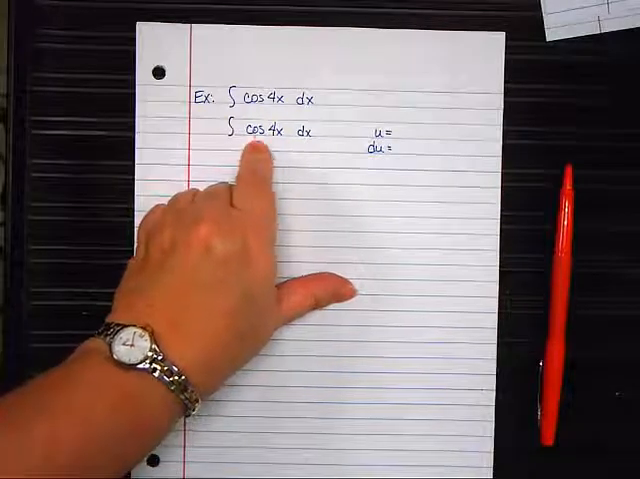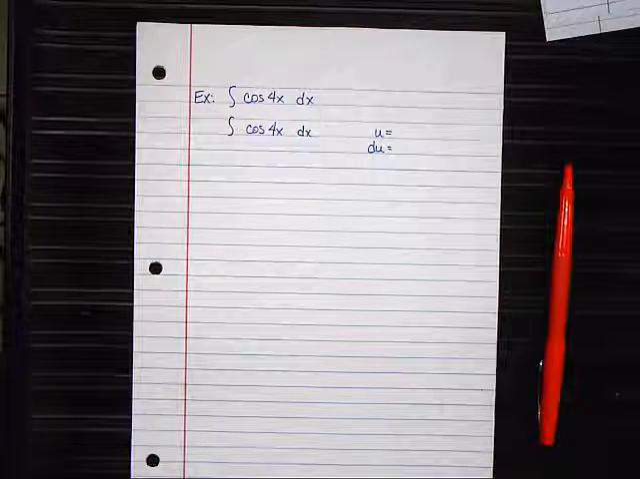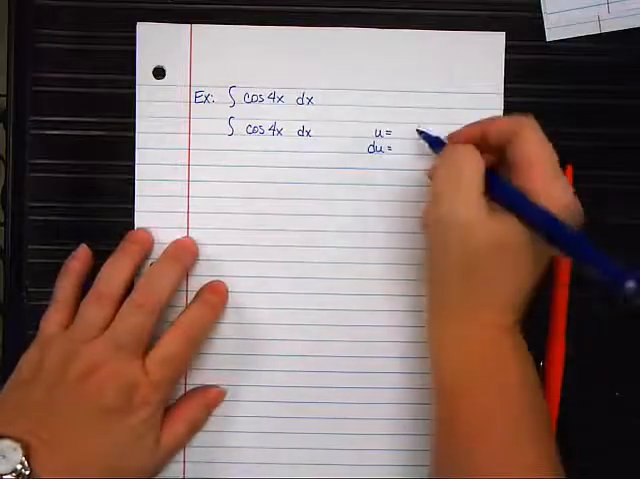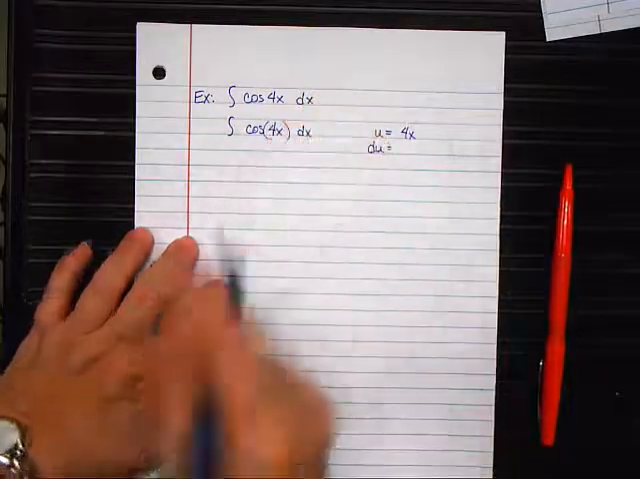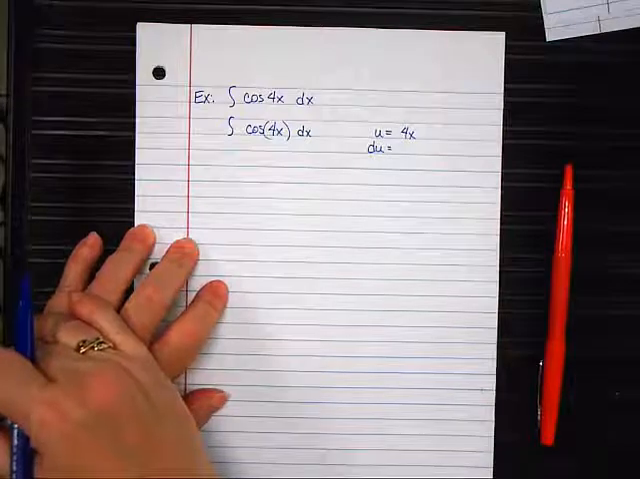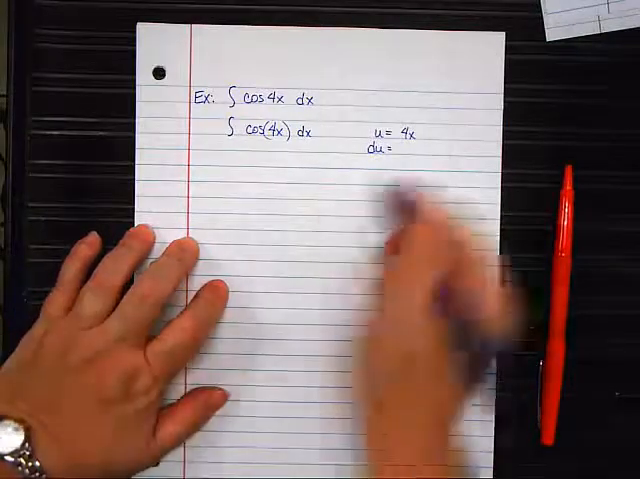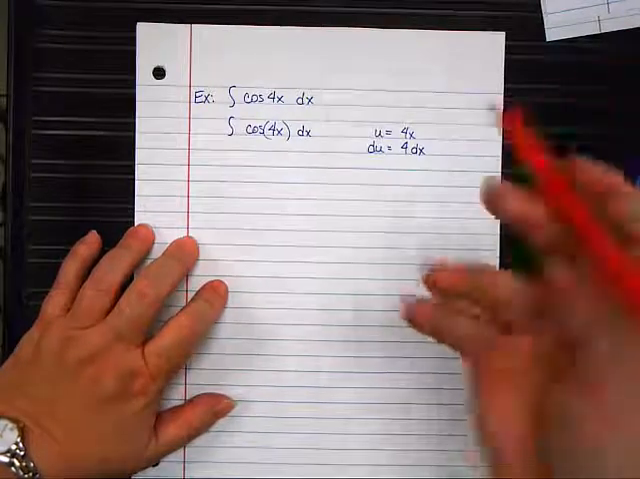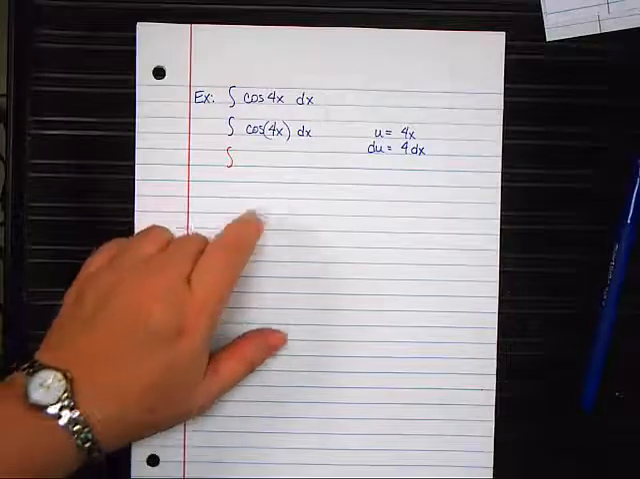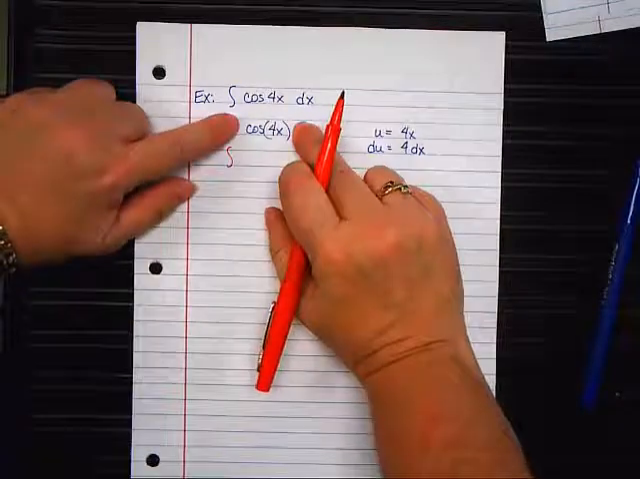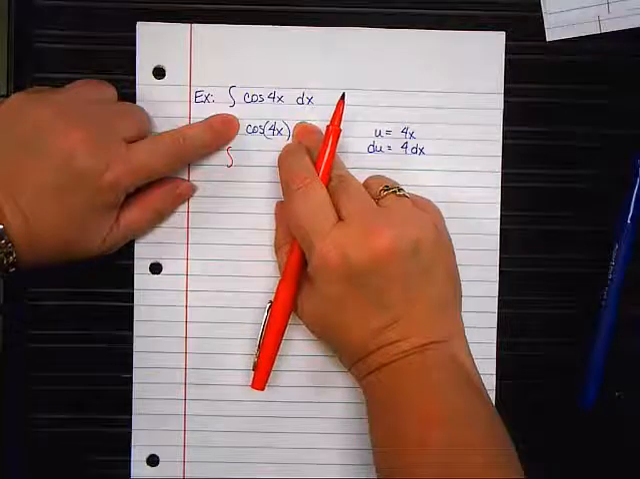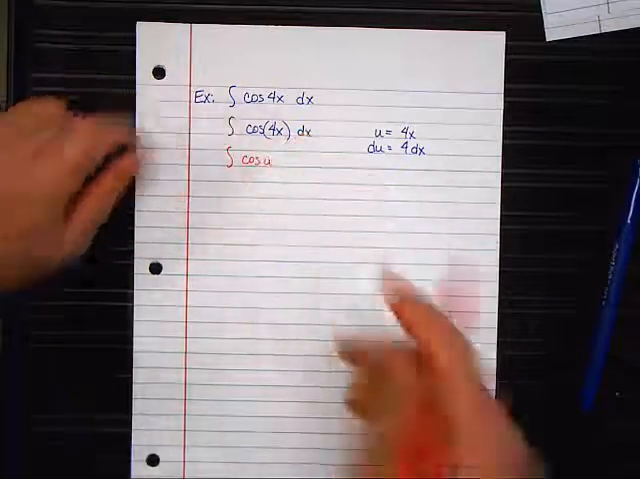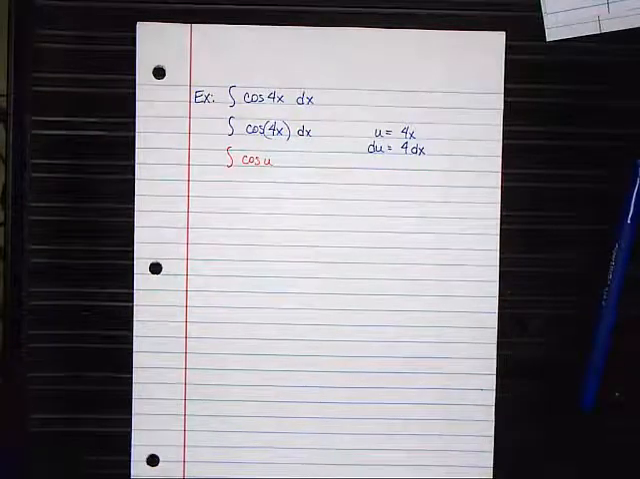Anyway, okay, now this one's not quite so obvious. What do you think the u is? It is 4x because the 4x is inside the cosine. Okay, so what is du? 4dx. Okay. Now time to switch colors. So integral. Find the part with the u, which is right here. How do I write that in terms of u? Just cosine of u. It is still cosine. Don't try to take its antiderivative yet.